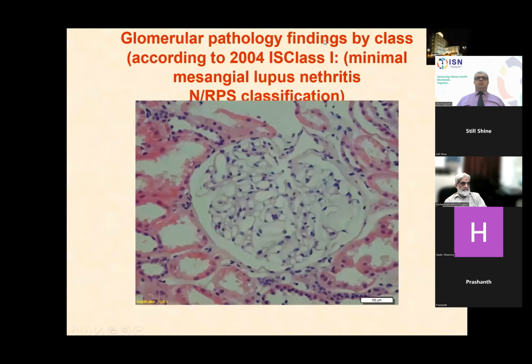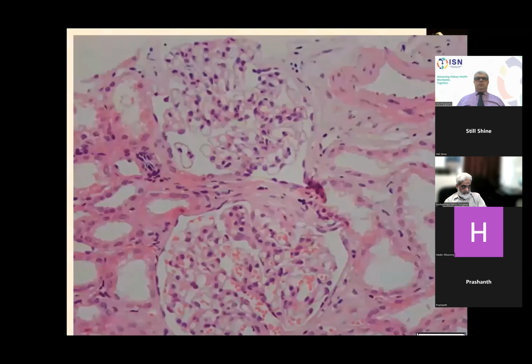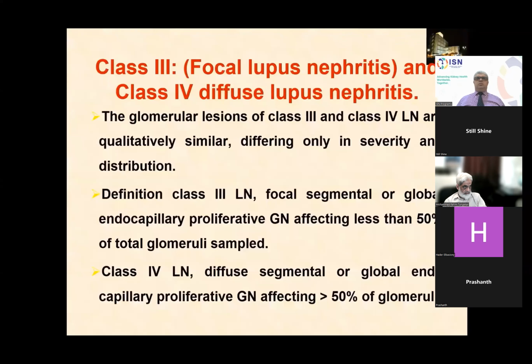Glomerular pathology according to ISN classification. Class 1, minimal mesangial lupus nephritis, looks like minimal change disease with no immunofluorescence or EM abnormality. For class 2, we have segmental mesangial expansion associated with minor mesangial hypercellularity, like here and here, then this is class 2. Class 3, focal lupus nephritis, and class 4, diffuse lupus nephritis.